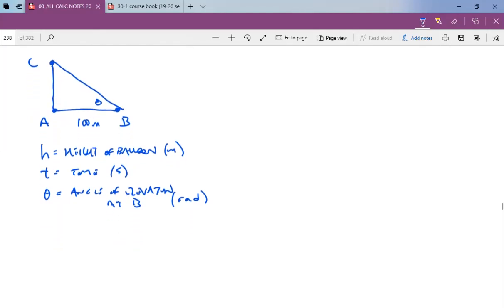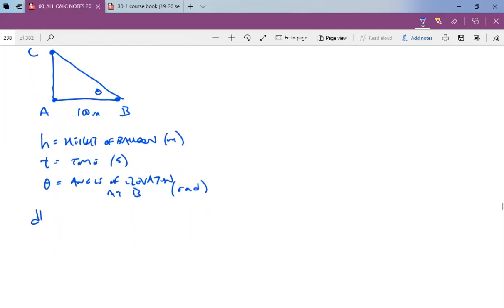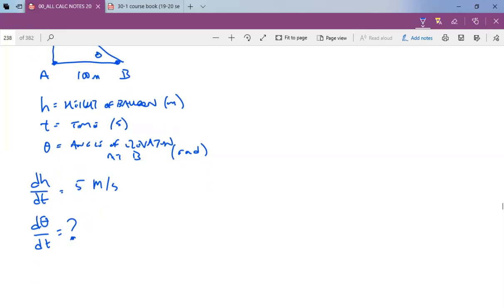We need to state that dh dt is how the height is changing over time. As it's changing, it's rising at 5 meters per second. D theta dt is what we're trying to find. But with this statement, we can't just leave it at that. Whenever we have a derivative equaling some question mark or unknown, we need to state this is happening when h equals 200.